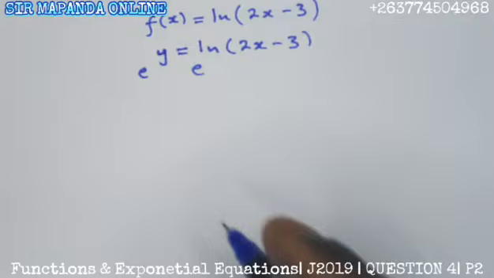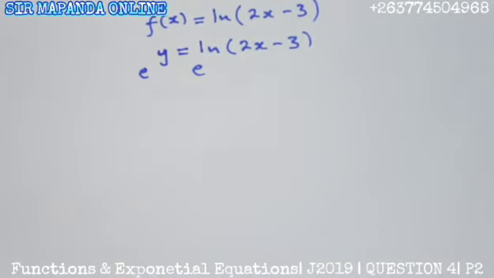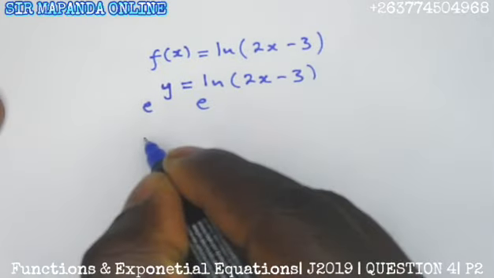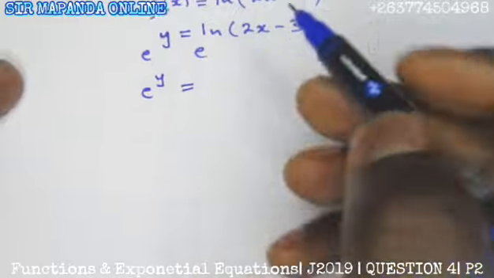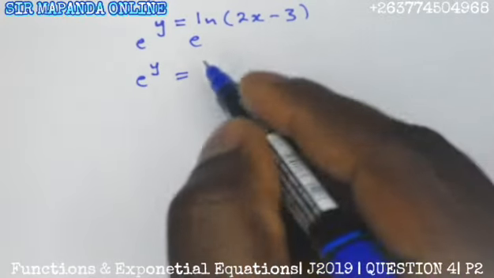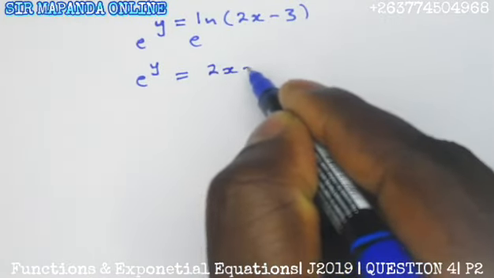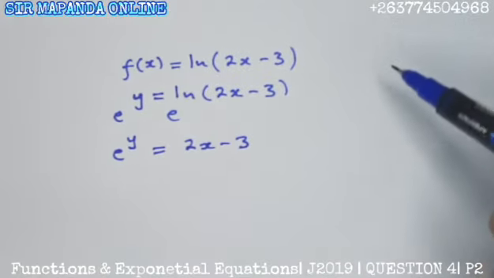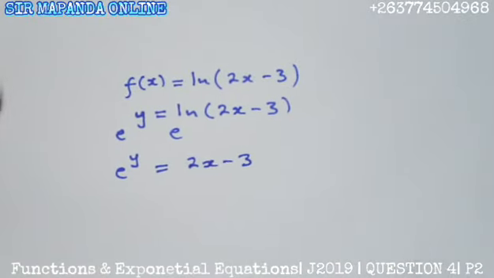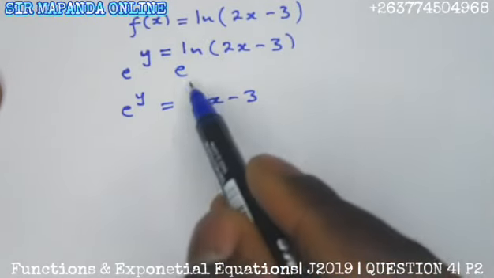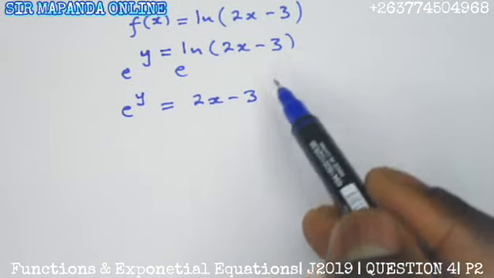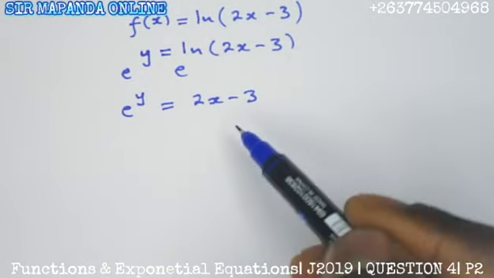Meaning, by introducing the exponential on both sides, we'll be able to remove the log. So e to the power of ln(2x - 3), you get 2x - 3, since e to the power of ln 9 gives 9. The number in front of the ln is 2x - 3. So e to the power of ln(2x - 3) gives 2x - 3.